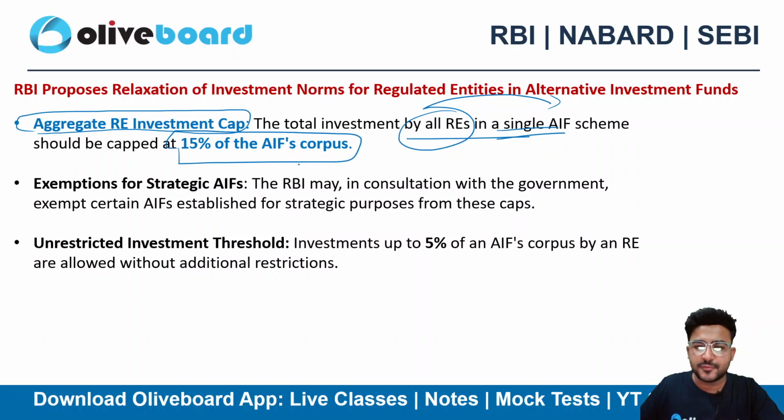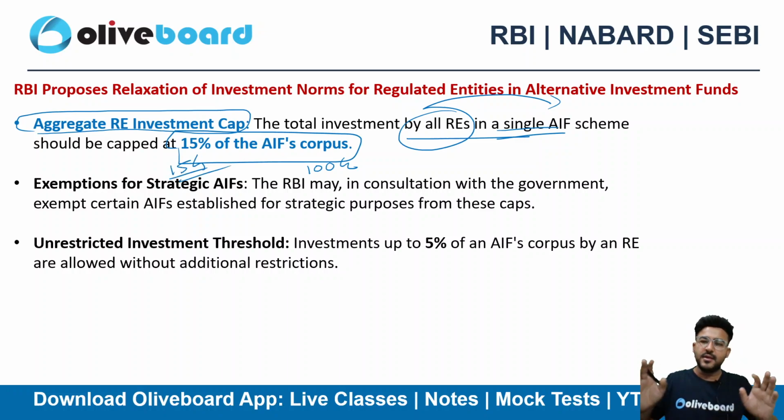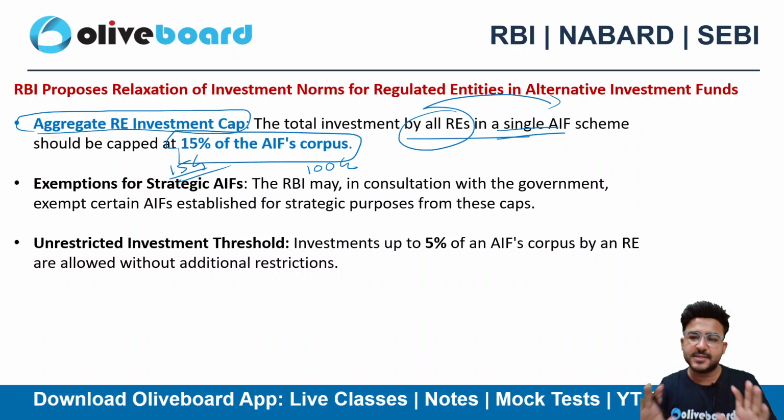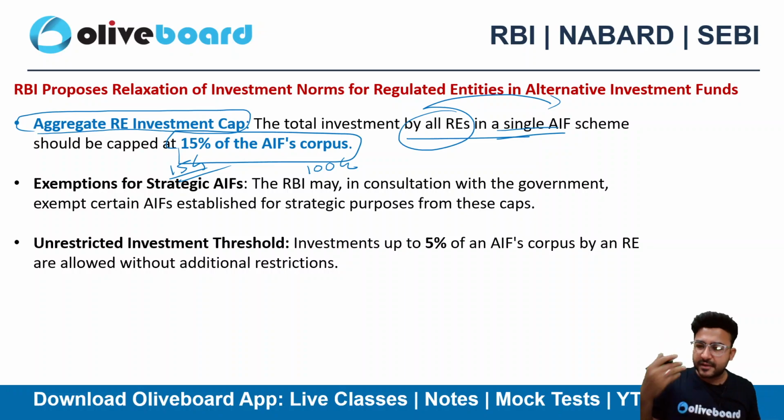So let's suppose the AIF corpus is 100 crore. Then a maximum of 15 crore of investment can be taken from all the REs, regulated entities, and that's the aggregate cap. There is an individual cap of 10%. There is an aggregate cap of again 15%, right? So now regulated entities can invest again in AIF. However, they are subject to a maximum cap of 10% if they are individual REs. However, the cap is 15% if all the REs are investing in a single AIF scheme, right?